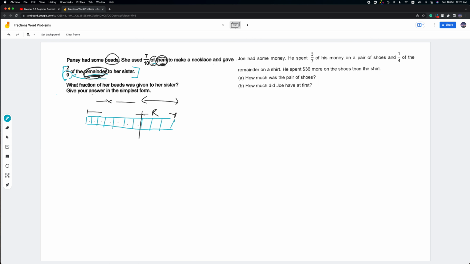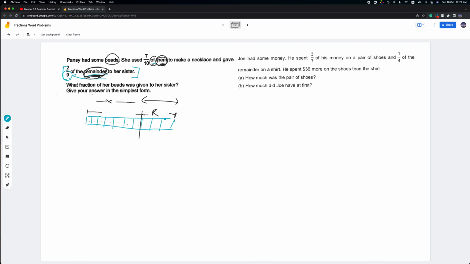Look at the denominator. Remember we said the denominator is the total. So here the denominator is 9. But look at the remainder. The denominator is 3. So it's not 9. So what can we do to make it 9?